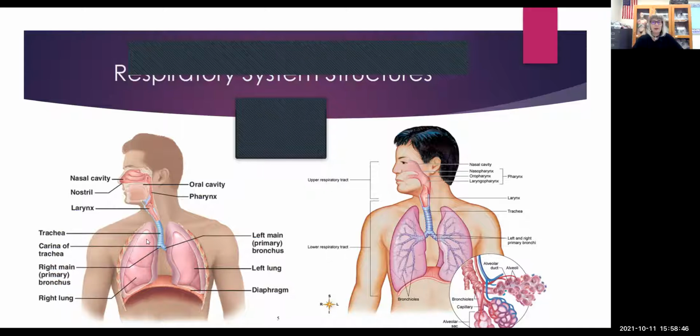So key elements to remember here is that we have 3 lobes on the right lung, 2 lobes on the left lung, and that we have the diaphragm. And this diaphragm, we're going to show you very soon how it moves downward as the lungs expand.